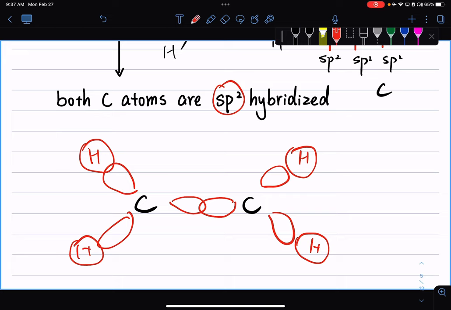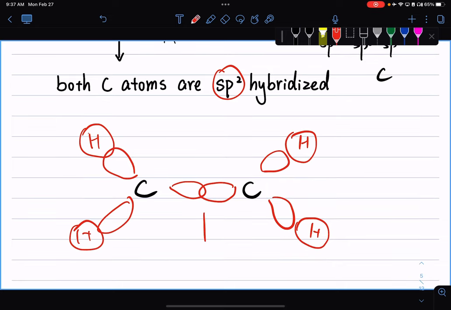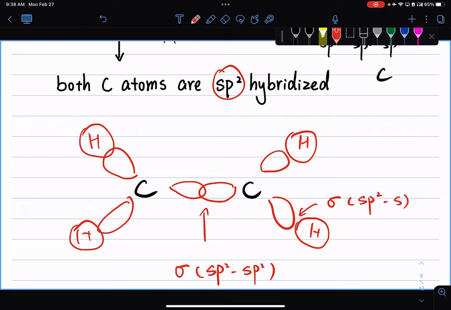All right, so if we were to label these chemical bonds, this one is the sigma sp2-sp2. And here, the CH bond, that's our sigma sp2 and s of the hydrogen. So far we're happy. But what about the p orbital?